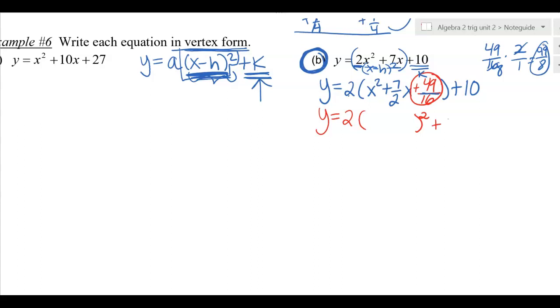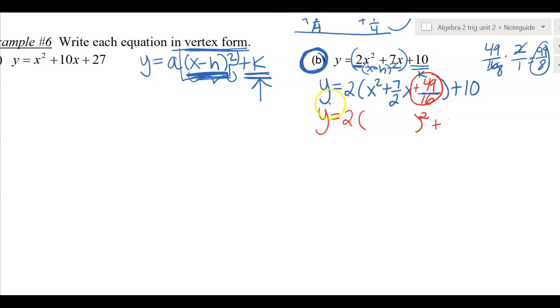If you add 6 to one side of the equation, what do you have to do? Add it to the other side. So if I added 49 over 8 extra units to the right side of the equation, I need to add it to the left. Now, you have two options. You can add it to the left, or you could do what?